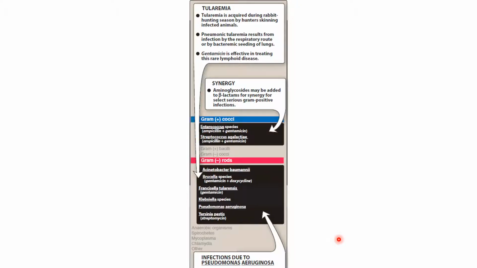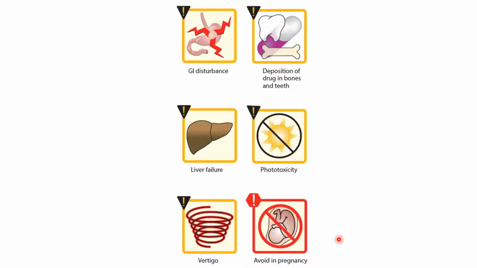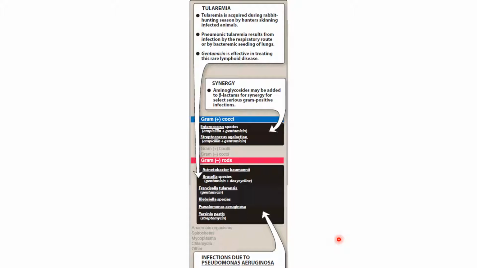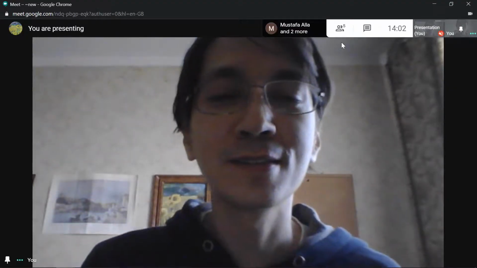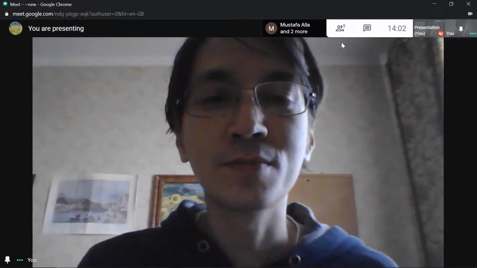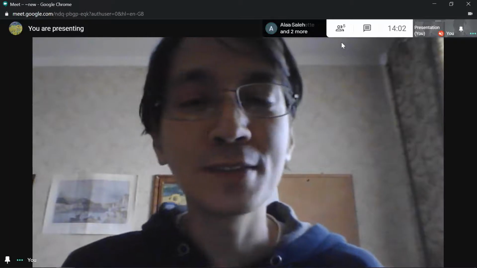So that was tetracyclines, and then aminoglycosides are also indicated for tularemia. Tularemia is spread by rabbits and usually seen in hunters that skin infected rabbits. So do you like rabbits? Ladies, do you like rabbits?